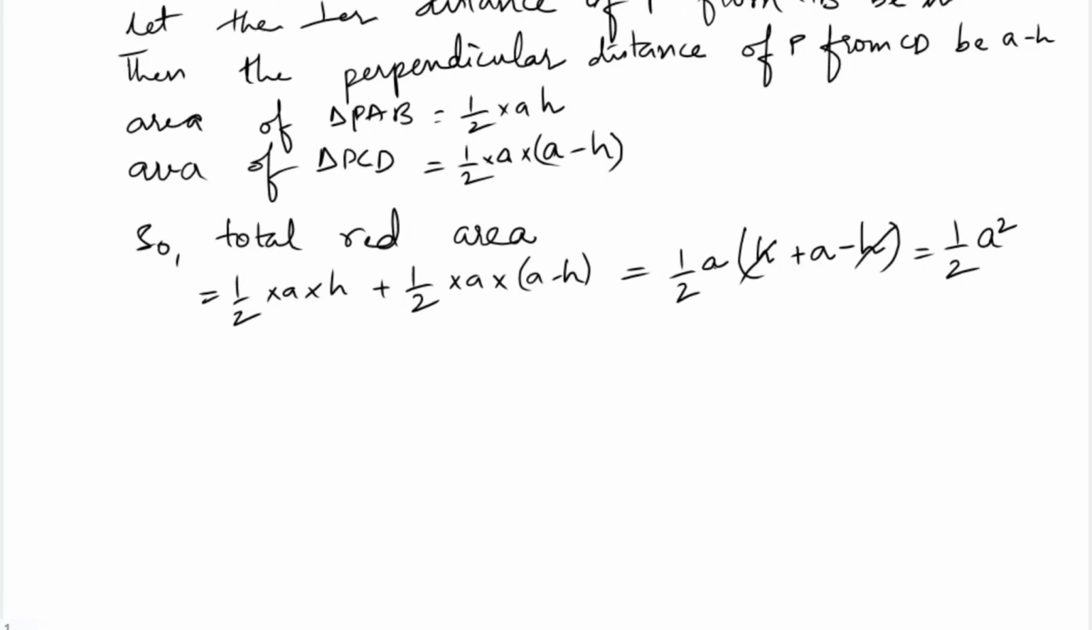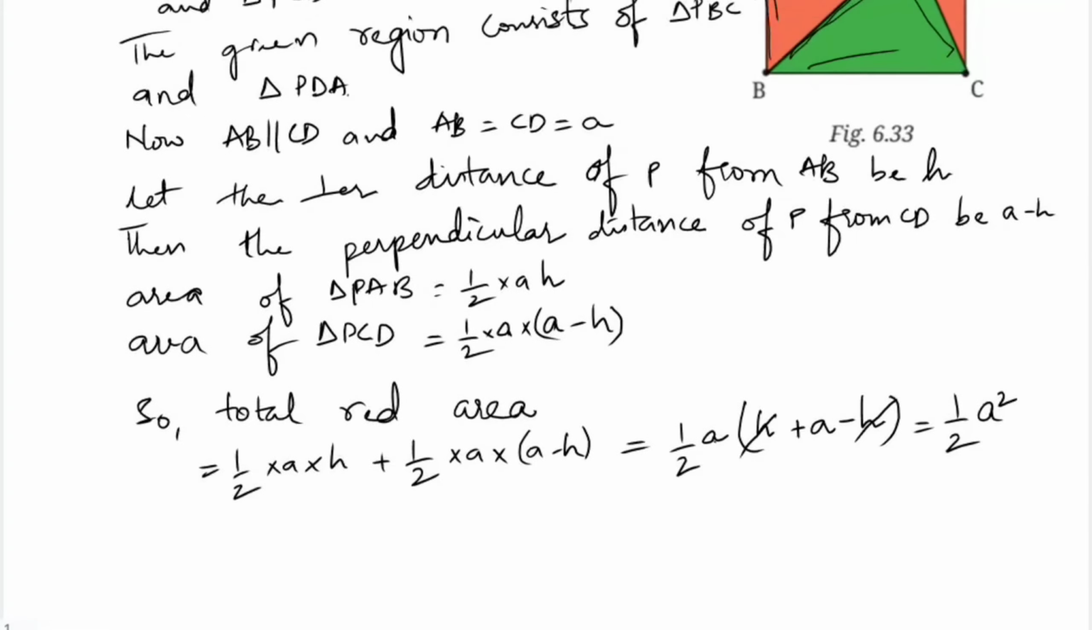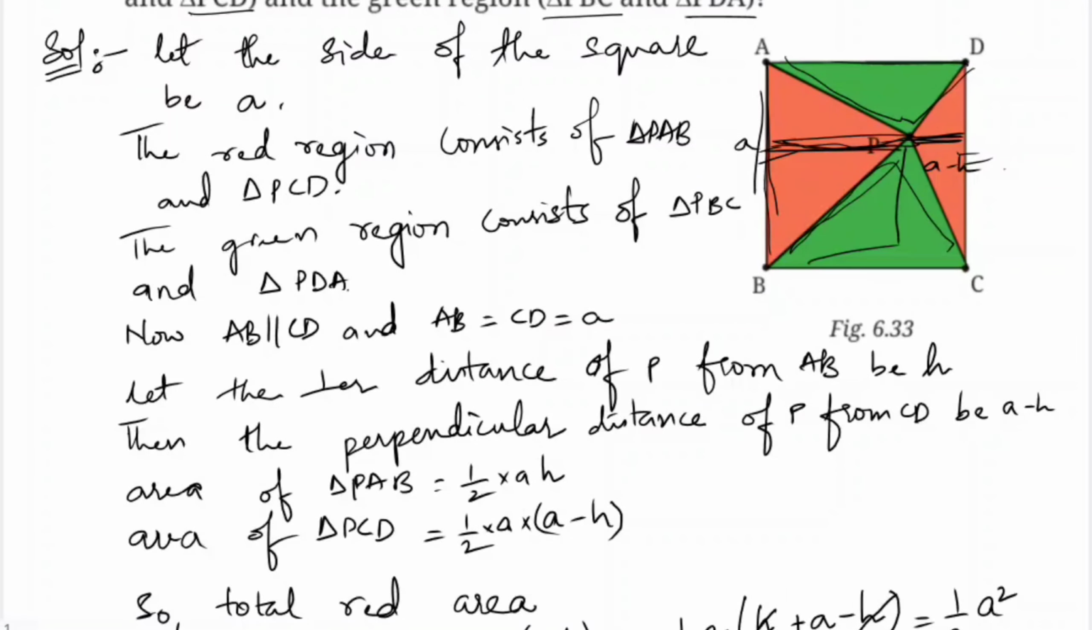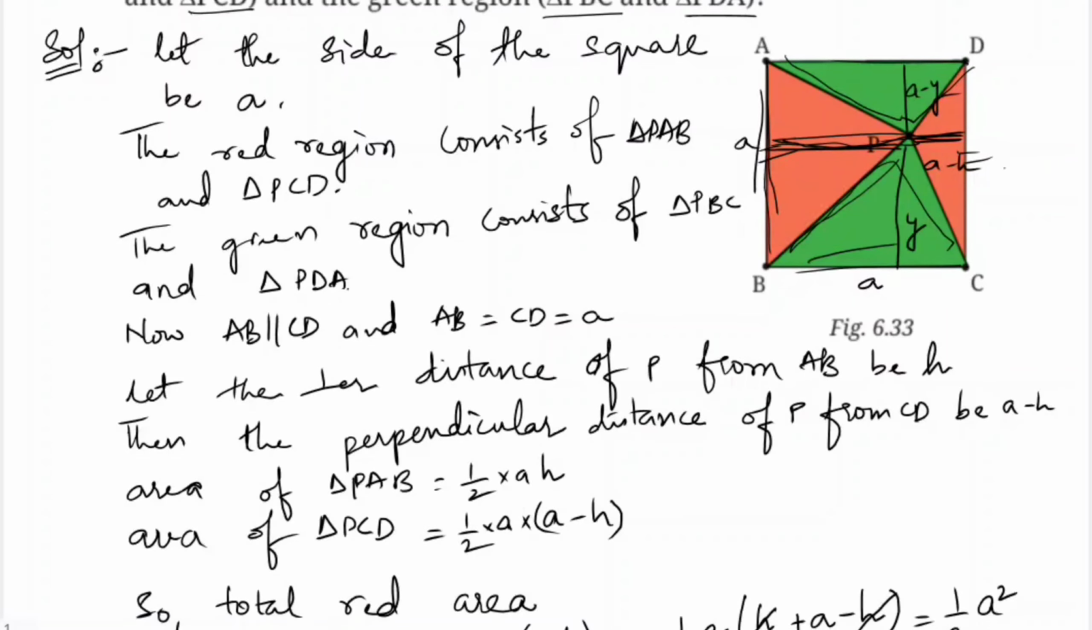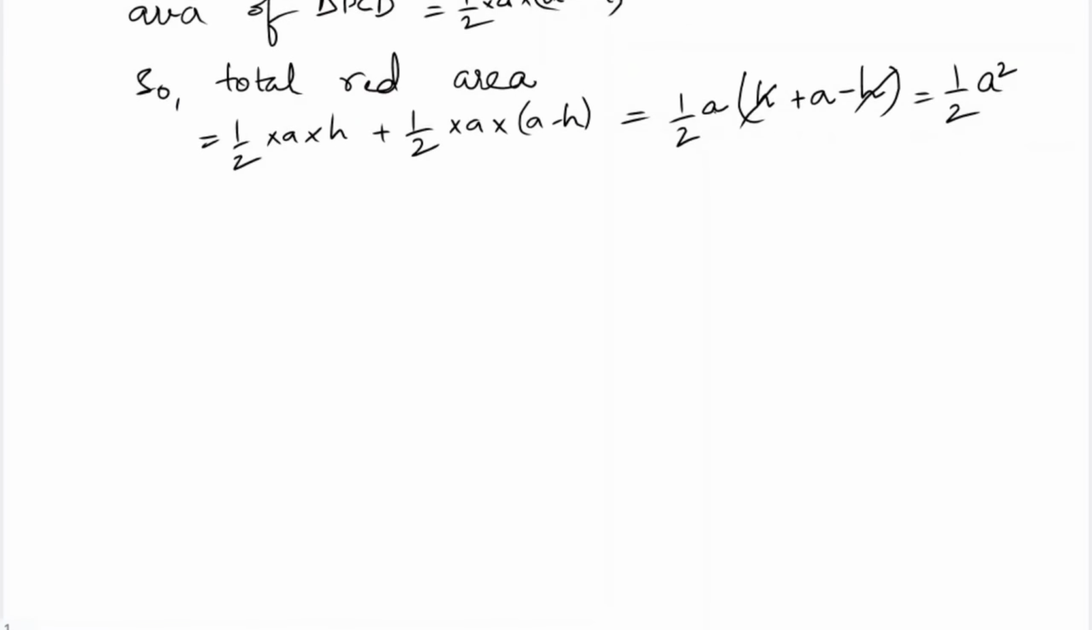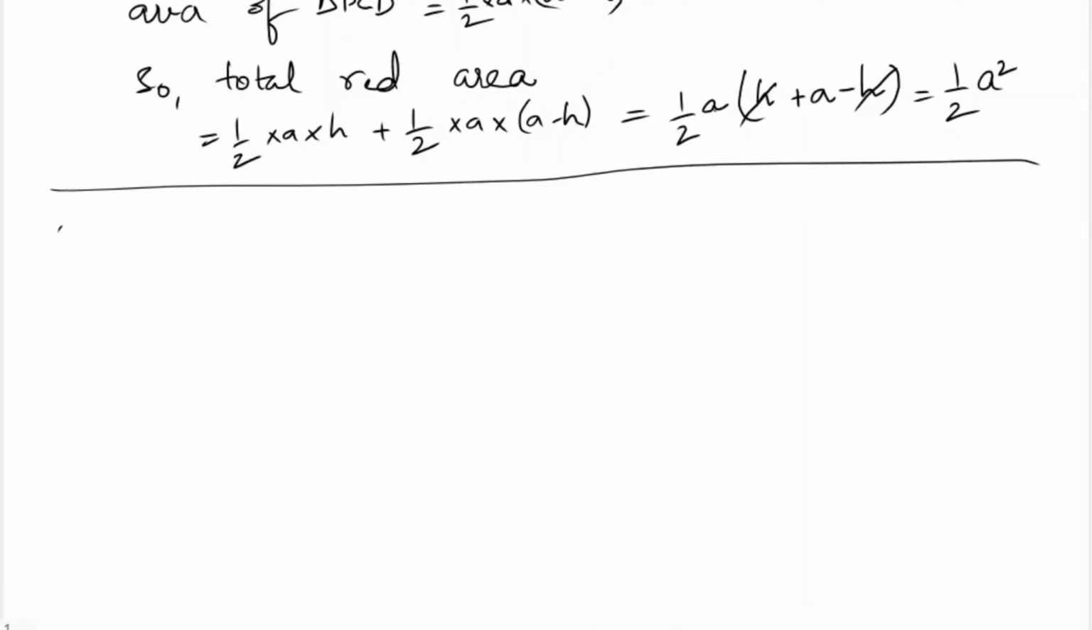Now similarly we need to do this for the green region. For the green region, the distance from P to BC I want to take as y. So the remaining height will be a minus y, and you know the base is a. So similarly, we will take the perpendicular distance from BC to P as y, and from AD to P is a minus y.